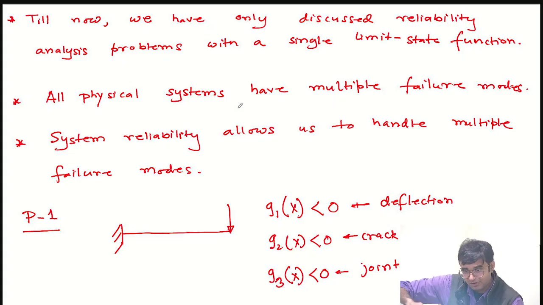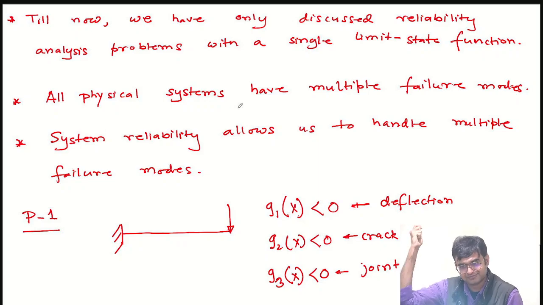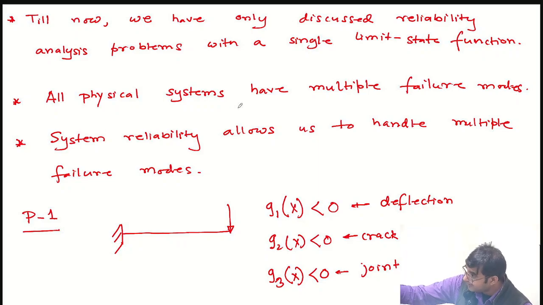where if something fails, the system fails. Okay. And for such a system, you can imagine the probability of failure will be higher. By the way, these modes need not be independent. Because of large deflection, a crack can also generate, so the first two become dependent. So assuming these modes are independent is a very big assumption.